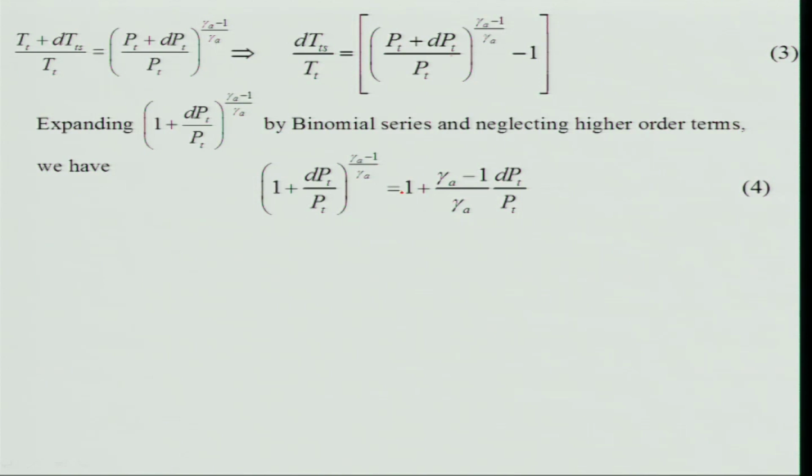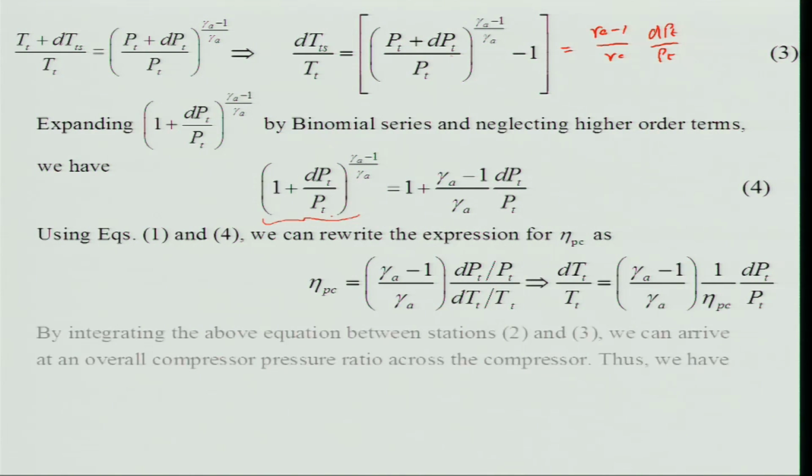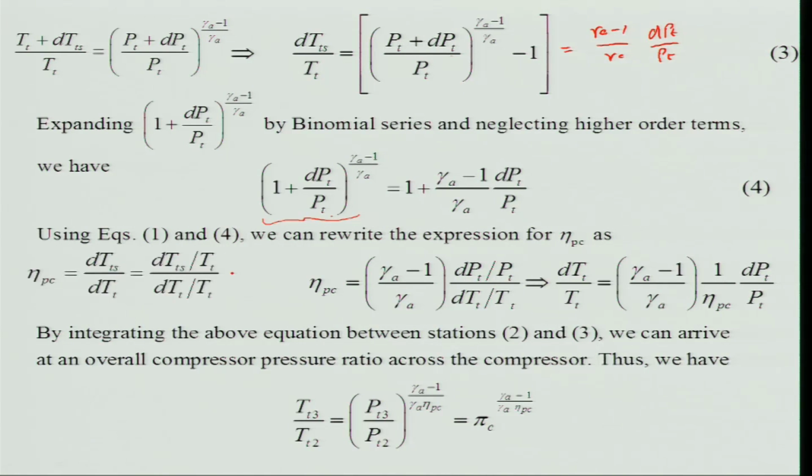So, if I substitute these values here, in place of this I am substituting here, what will I get? I will get (gamma a minus 1)/gamma a times dP_t by P_t, is it not, 1 cancels out. So that you will get. Using this equation, because this is equation 4 and this is basically equation 1, I will get dT_t by T_t is nothing but (gamma a minus 1) divided by gamma a times dP_t divided by P_t, and dt by dt.